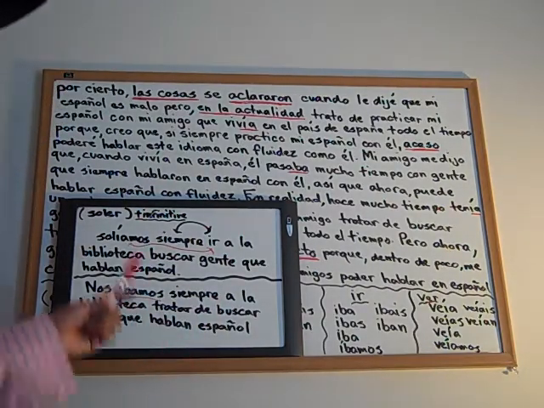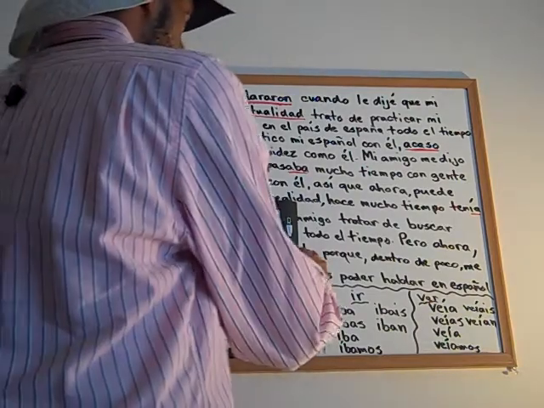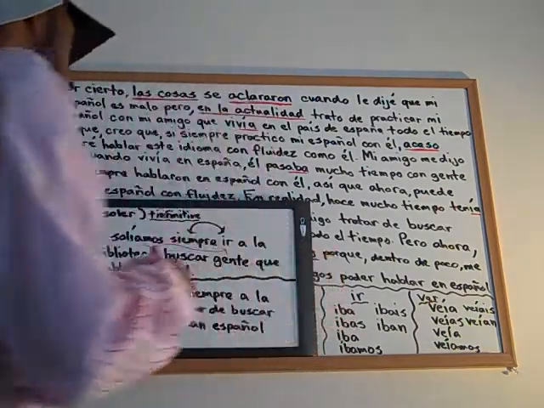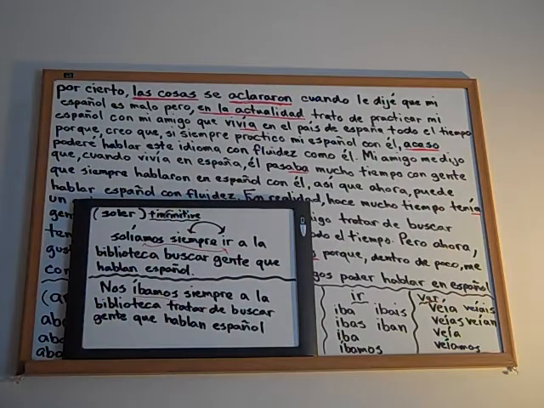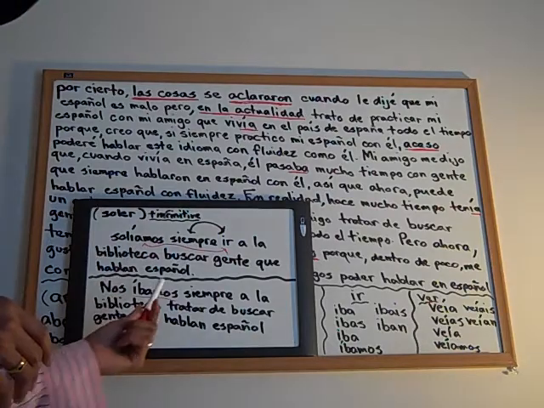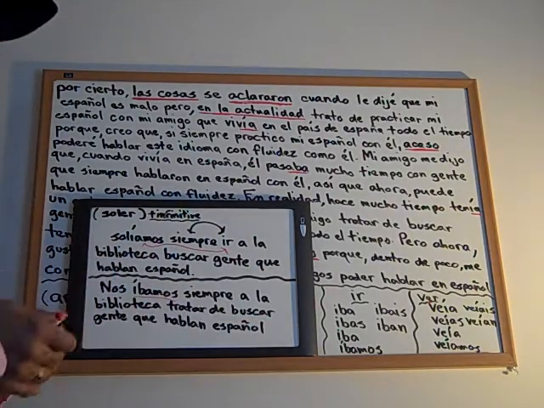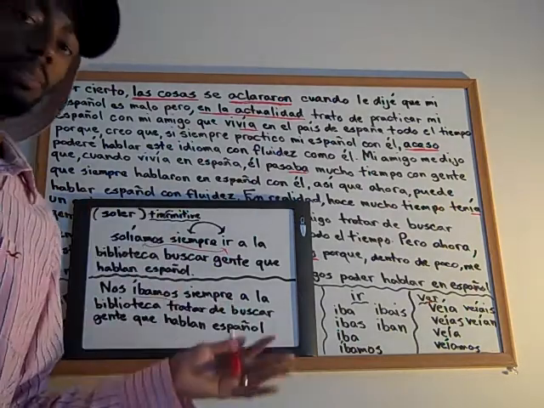All right, so I just wanted to show you guys that. Those of you who asked me about this, you probably didn't know, but you have two different ways of saying that you used to do something. You use soler plus the infinitive, or you could just use the regular verb but just change the ending, depending on what category it's in. So yeah, that's pretty much it.